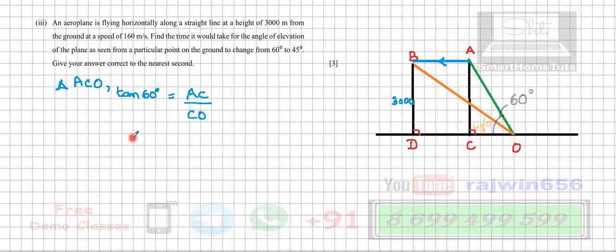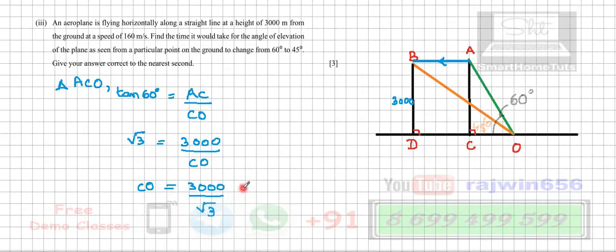Tan 60 is root 3. This is equal to AC, which is 3000, divided by CO. So CO is equal to 3000 upon root 3. Okay, all the calculations I will do in the end.